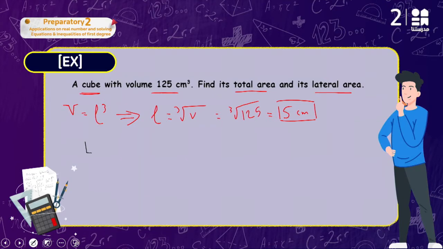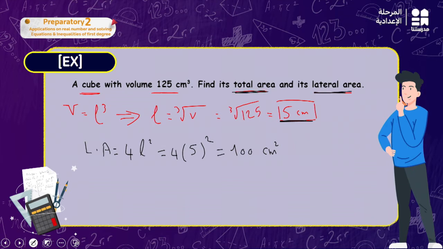Lateral area. The lateral area equals what? Yes, 4 times L power of 2. L is equal to what? 5. Yes, we just found that L equals 5. So 4 times 5 power 2 is 100 centimeters squared. Is it clear? This is the lateral area.